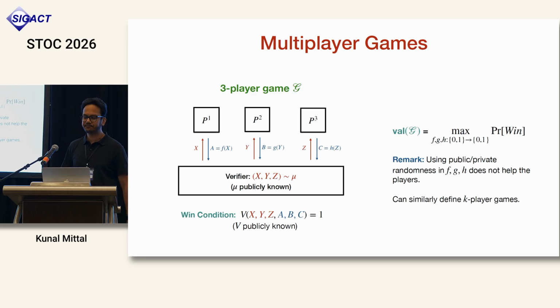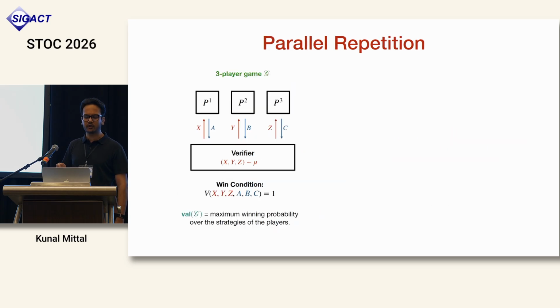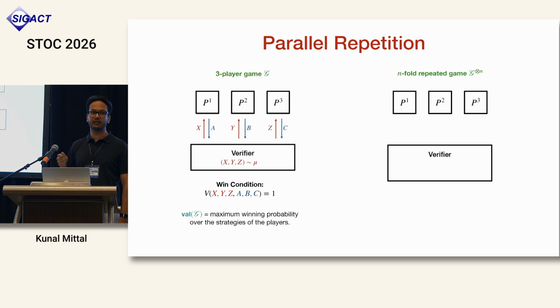It's one round. So the natural approach to do it is what is called parallel repetition. Given a three-player game G, which I just write on the left, I'll define what is called the game G to the n, which is the n-fold parallel repetition of this game. The players are trying to play n copies of the game in parallel. The verifier will now sample x, y, z from mu, and will sample n copies of these independently. We'll denote them by x_i, y_i, z_i.